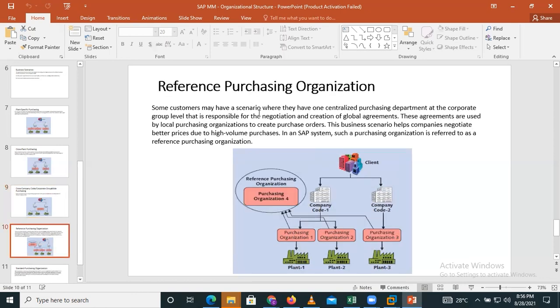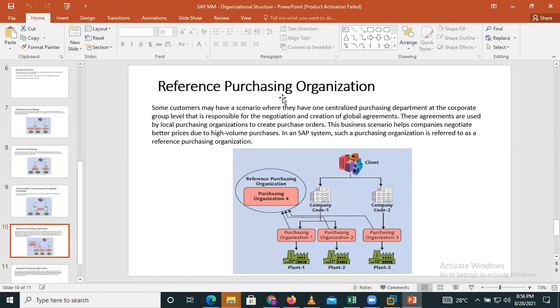And the last one is reference purchasing. What is meant by reference purchasing? Let's see. Some customers may have a scenario where they have one centralized purchasing department at the corporate group level that is responsible for the negotiation and creation of global agreements. These agreements are used by local purchasing organizations to create purchase orders. This business scenario helps companies negotiate better prices due to high volume purchases in a SAP system. Such a purchasing organization is referred to as a reference purchasing organization.